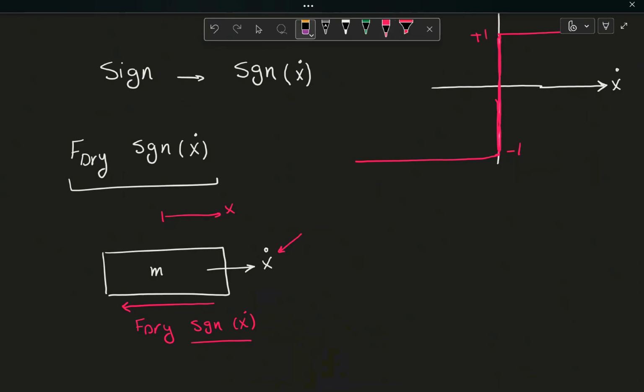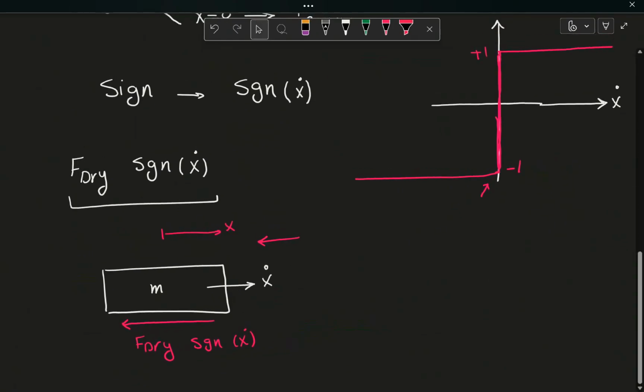And whenever x dot would be negative, which means that your box goes to the left instead of going to the right, SGN would become -1, okay? And if you multiply -1 by this vector, you automatically flip this vector, pointing to the right, okay? So very simply, we handle this model.